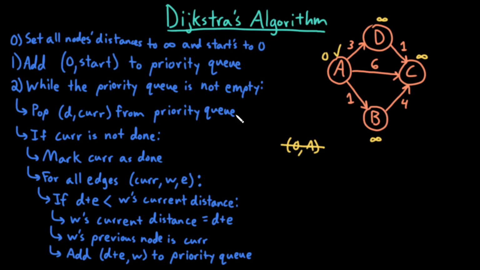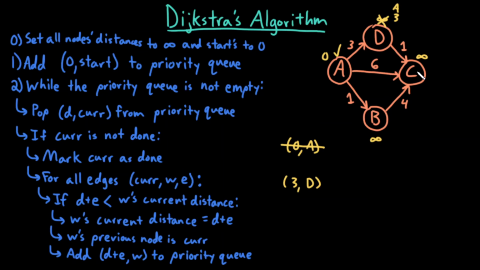Okay. So the neighbor, D's current distance becomes current distance plus edge weight. So the current distance is actually 0 plus 3, which is 3. D's previous node is the current node, so D's previous node is A. So I'll just write it above. And I add the distance, so 3, comma the neighbor D, to the priority queue. I add its current distance and the node itself to my priority queue. Cool, so that was the first outgoing edge from A.